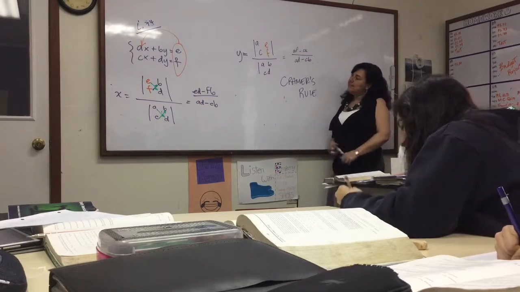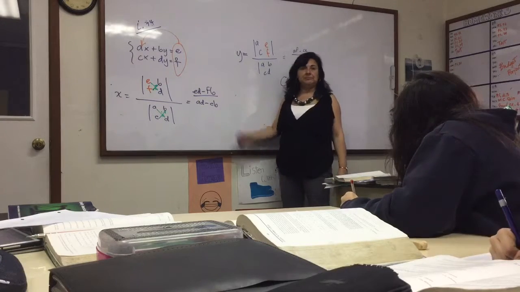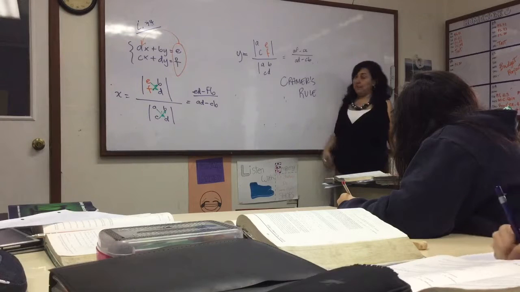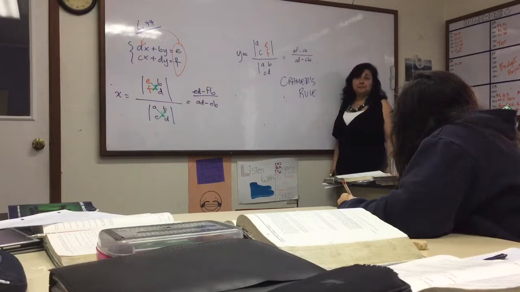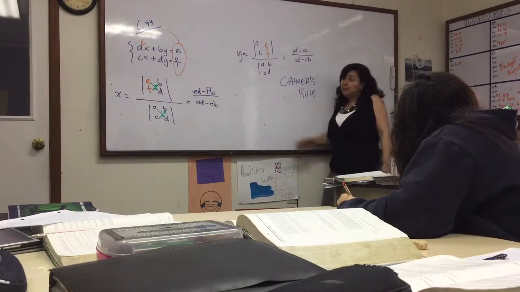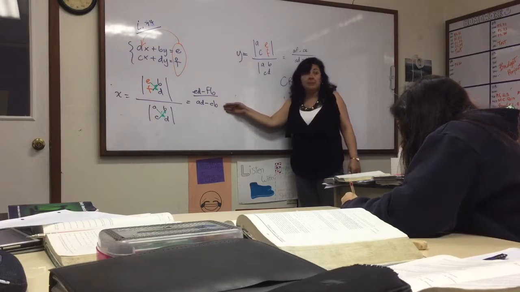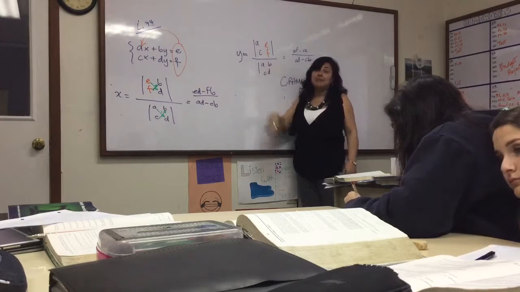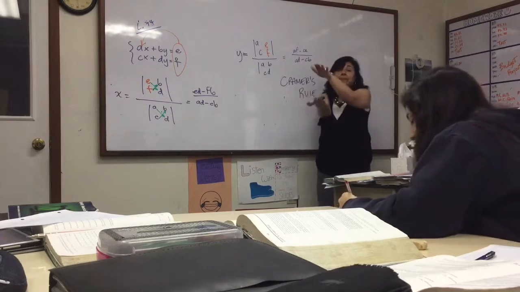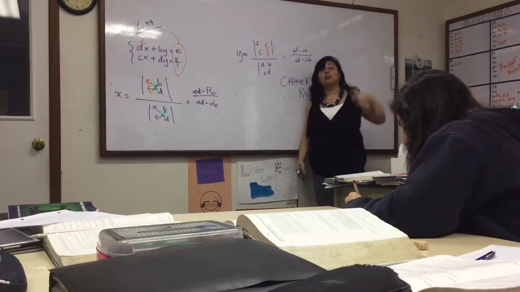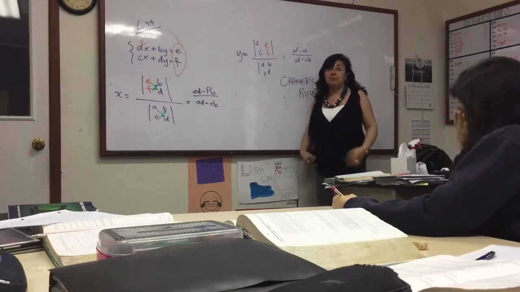What if this happens to be 0? Which one? The bottom part. If the determinant is 0, you put undefined. If this one in the bottom is 0, then this can't be solved. It's probably parallel lines or the same line one on top of the other.